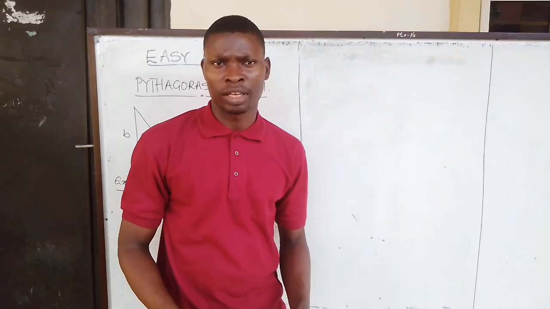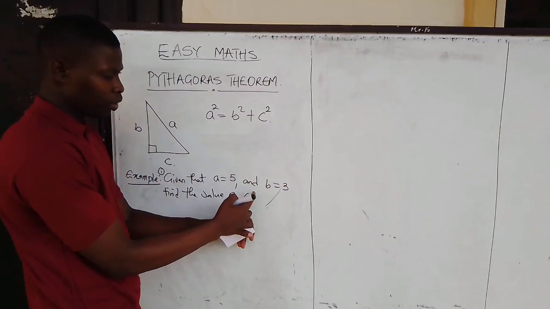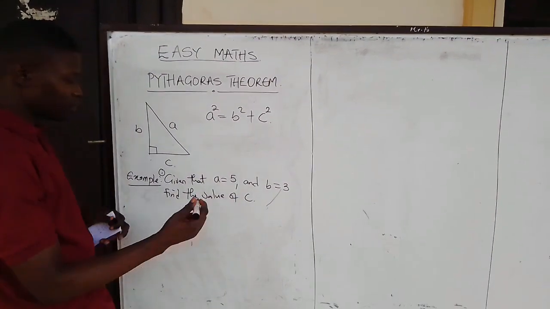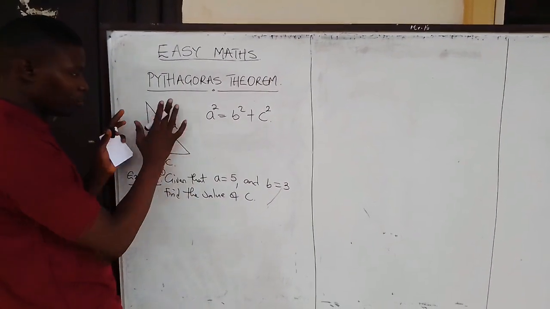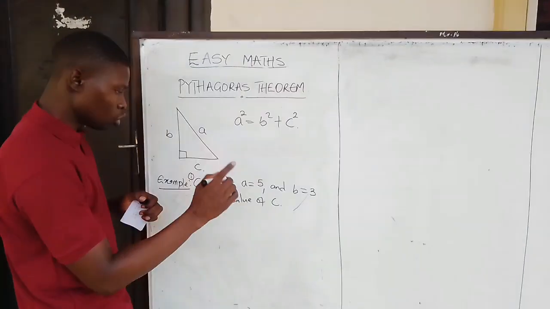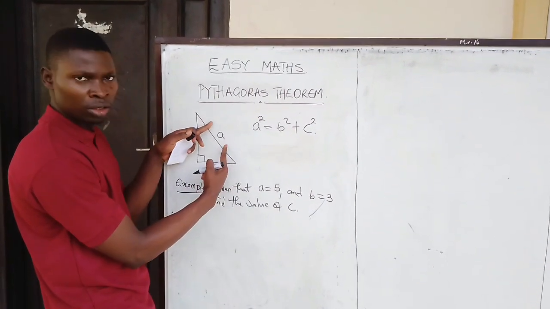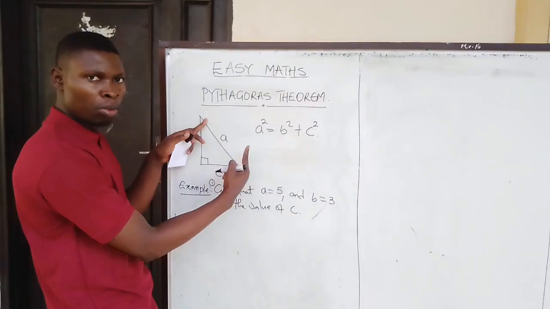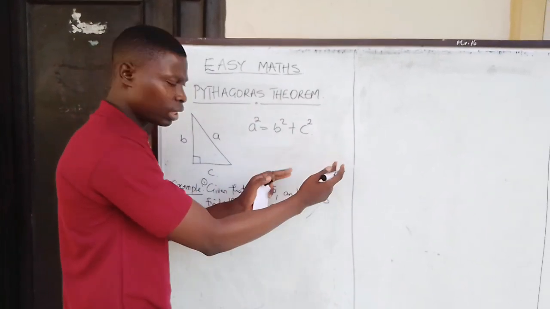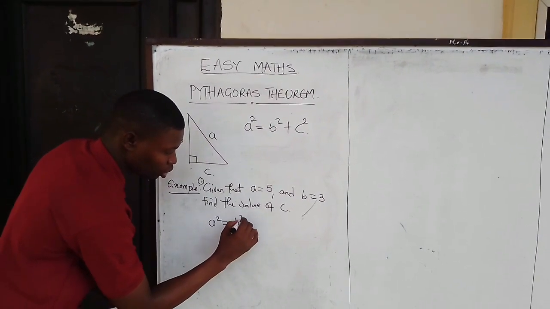Look at this example. We are given that A is equal to 5, B is equal to 3. Find the value of line C. Don't forget the two rules of Pythagoras Theorem. Number one, it must be a right angle triangle, and then the one facing the right angle must be the hypotenuse, with its square equal to the sum of the squares of the other two sides.